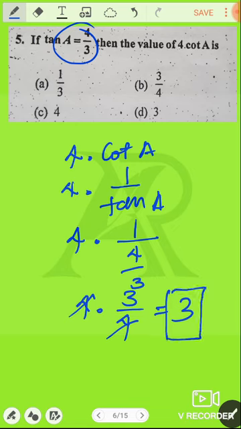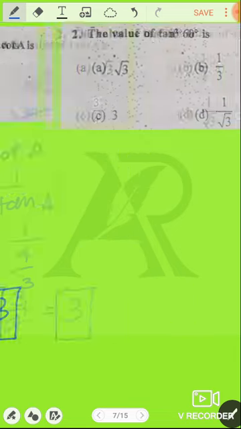Let us see the options. See option D. Option D, 3 is the correct answer. Let us see the next question.